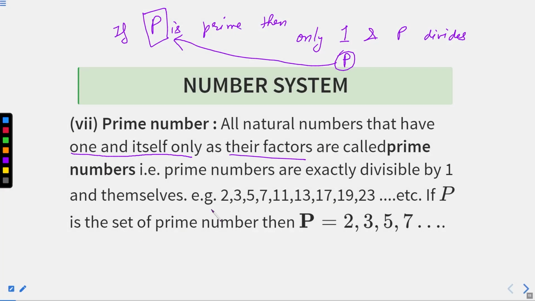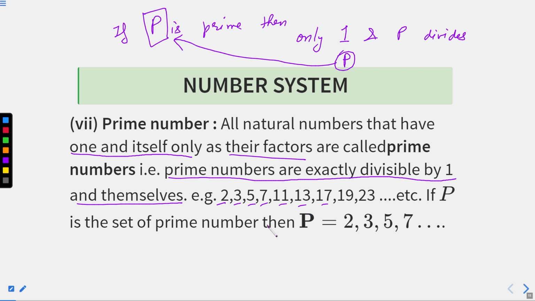I hope the definition is clear. So what are prime numbers? Prime numbers are exactly divisible by 1 and themselves only. So prime numbers have only 2 factors, 1 and itself. For example, 2, 3, 5, 7, 11, 13, 17. All these numbers are primes.